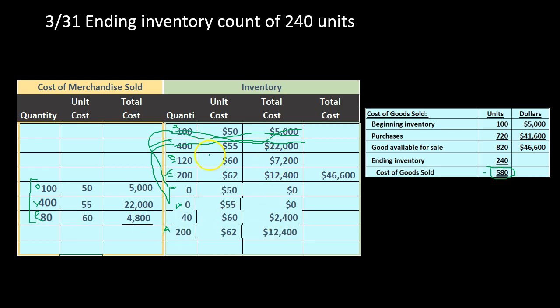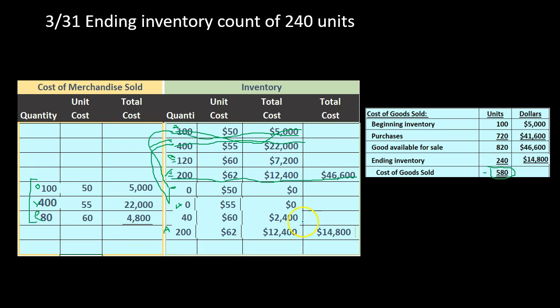So what we have left then from these layers is these layers down here. 40 units at $60, 200 units at $62, giving us 2,400 plus the 12,400, or 14,800. So we really need to be able to look at this from two perspectives: what we sold, what the cost of goods sold is, and what we have left.